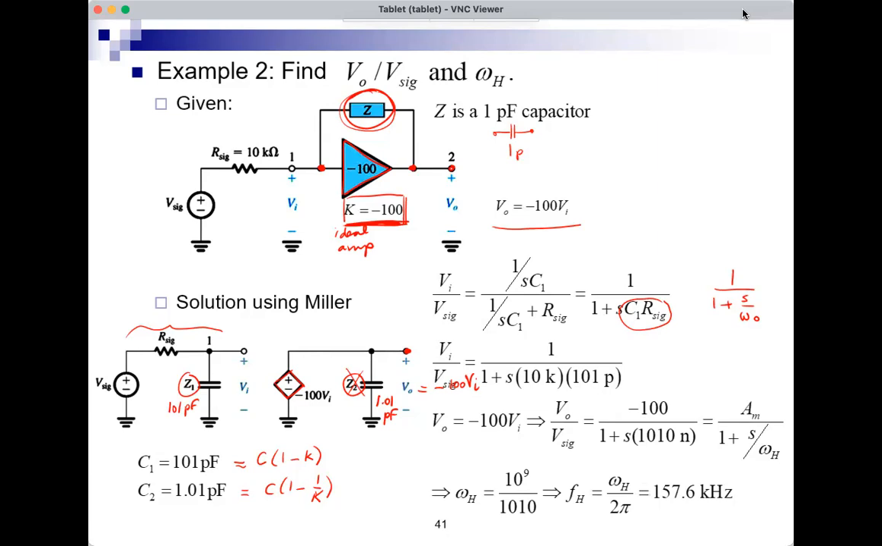So by applying Miller's theorem, basically the solution of this problem became just writing the transfer function of a low-pass STC, of a simple RC low-pass filter.